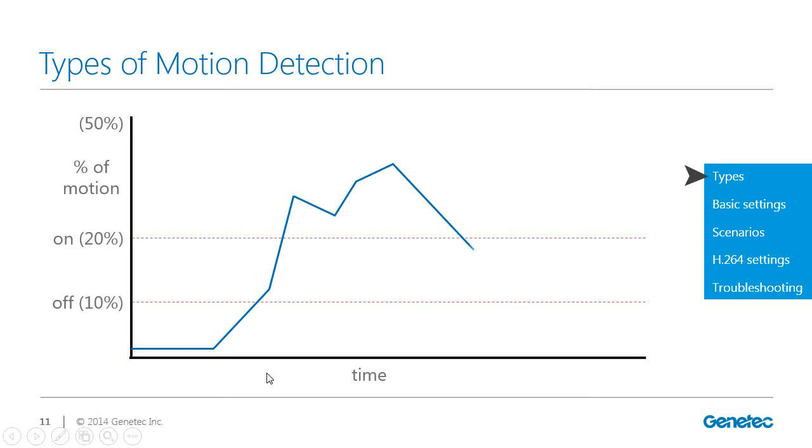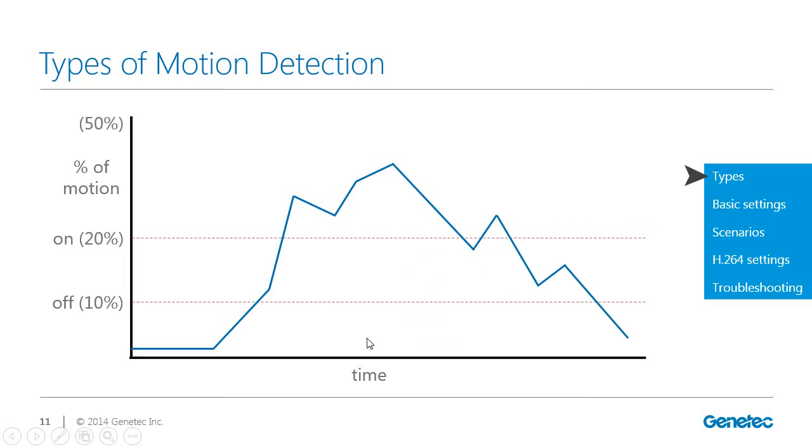Now the motion in the scene continues until it starts to drop off a bit here. Now at this point it drops below the motion on threshold, but nothing happens since the state is already on. It can go back up past the motion on threshold again, but nothing will happen as well since we're already in a motion on state.